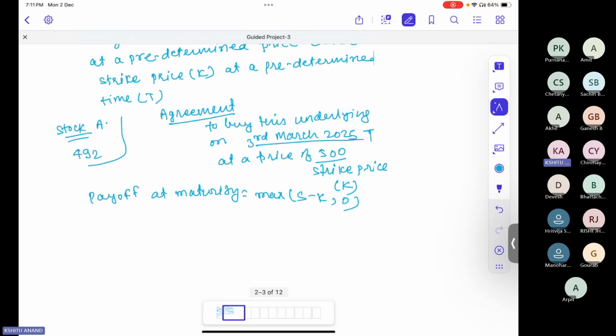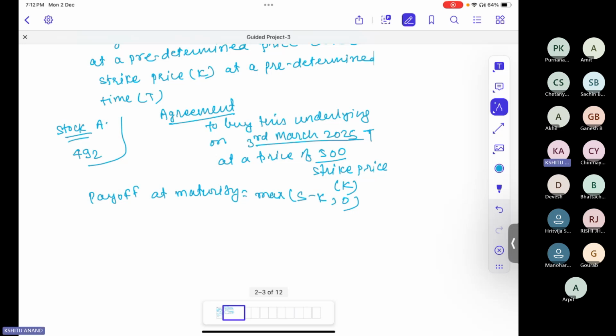S is the price in the market, K is your strike price. So you will be buying from the person at a price K, and then you will be selling in the market at a price S. So that is why your profit in this case is S minus K. Otherwise, if you don't exercise the option, your profit would be 0. So your payoff at the maturity is the maximum of S minus K comma 0, right? And so basically, you can see that the payoff cannot be lesser than 0 at maturity.